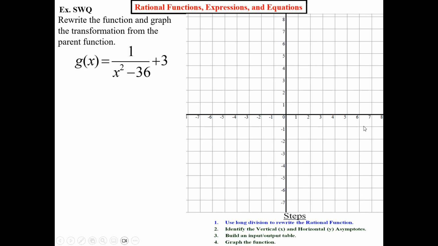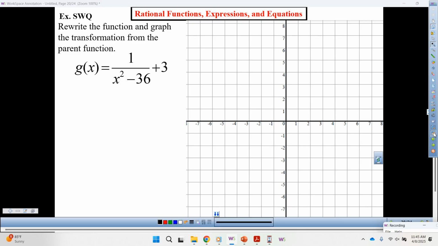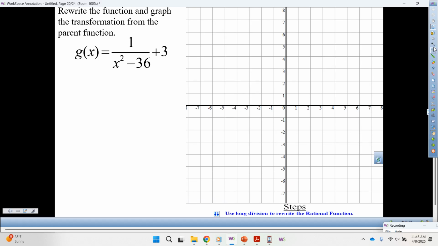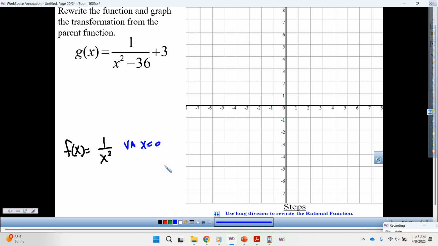G of x equals 1 over x squared minus 36, plus 3. Copy that. For the sake of time, I'm going to start with the parent function. Does it have a square on the denominator? Yes. So my parent function is f of x equals 1 over x squared. So my VA is x equals 0. My HA is f of x equals 0.